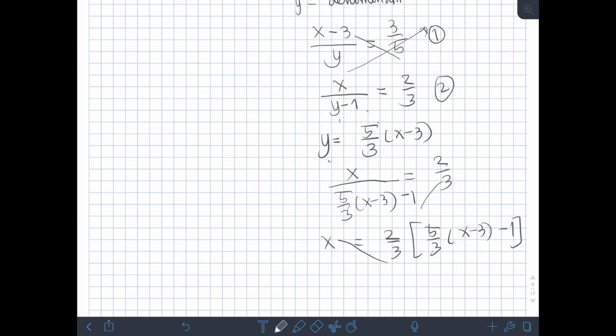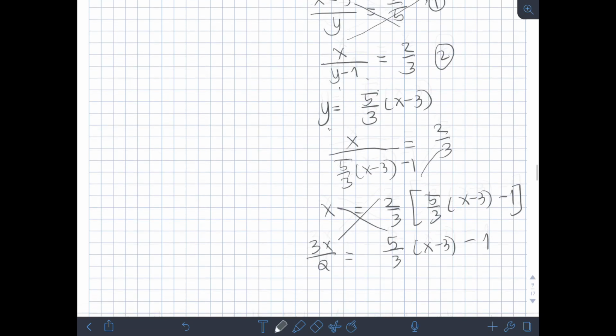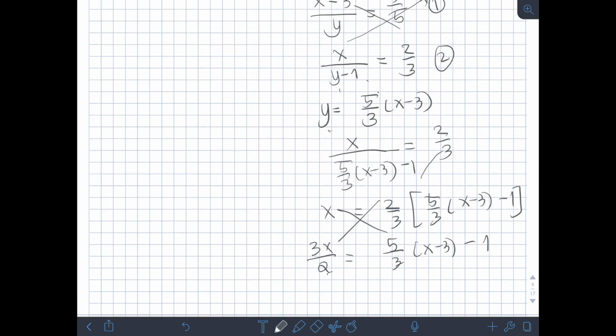Okay? So, ngayon, cross-multiply natin itong 2/3. So, 3x over 2 is equal to 5/3 times x minus 3 minus 1. So, ang LCD natin ay 6. So, multiply natin both sides by 6. So, parang 6 divided by 2 is 3 times 3x is 9x is equal to 6 divided by 3 is 2 times 5 is 10 times x minus 3. Then, 6 times negative 1 is negative 6.